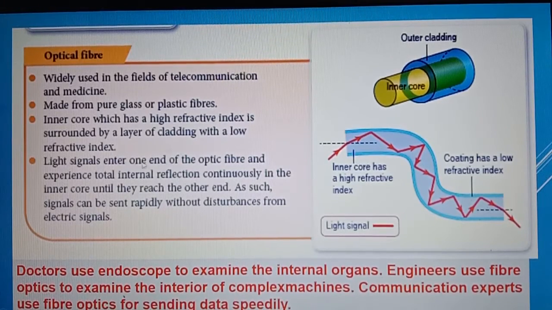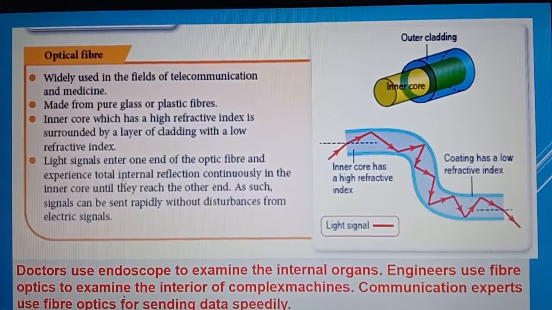So a light signal enters one end of the optical fiber and experiences total internal reflection continuously in the inner core until it reaches the other end. As such, signals can be sent rapidly without disturbances from electric signals. So you can see here the light ray gets into the inner core, and then angle I here is greater than the critical angle, total internal reflection, again total internal reflection. So a continuous total internal reflection occurs.